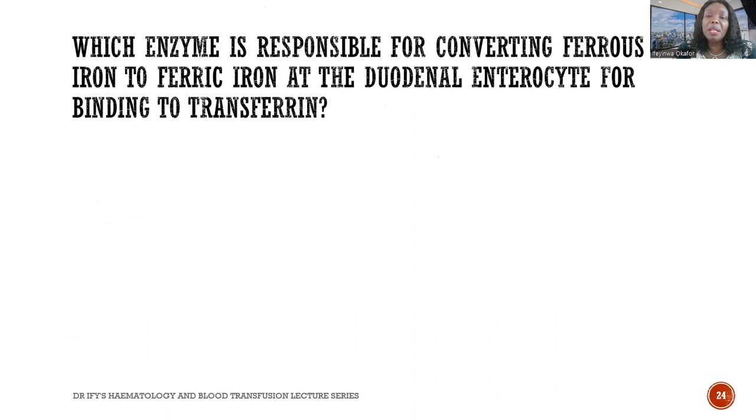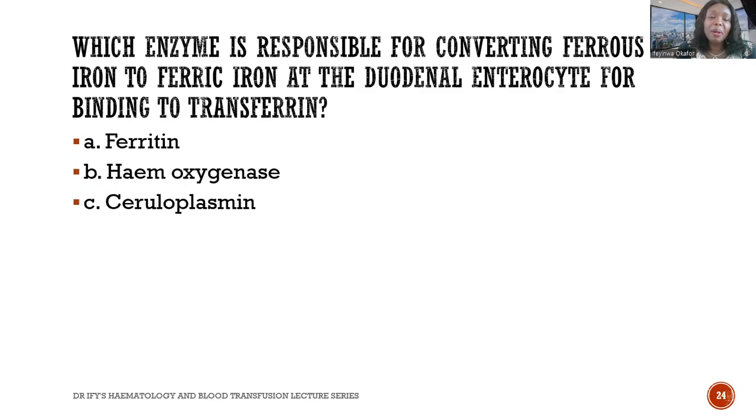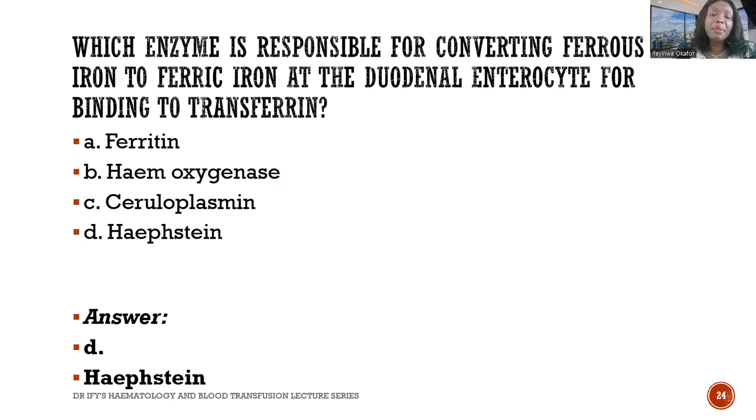Which enzyme is responsible for converting ferrous iron to ferric iron at the duodenal enterocyte for binding to transferrin? Ferritin, heme oxygenase, cellular plasmin, hepcidin. Answer D, hepcidin. Hepcidin is responsible for conversion of ferrous iron to ferric iron at the duodenal enterocyte for binding to transferrin.